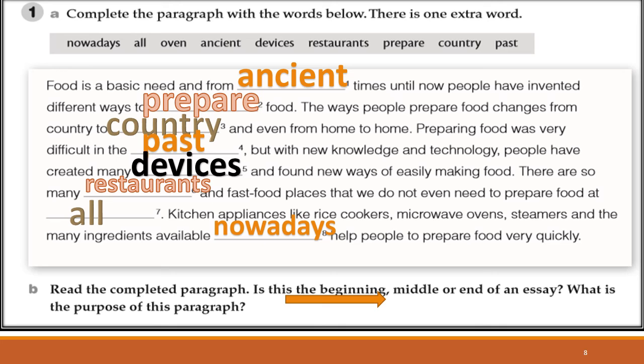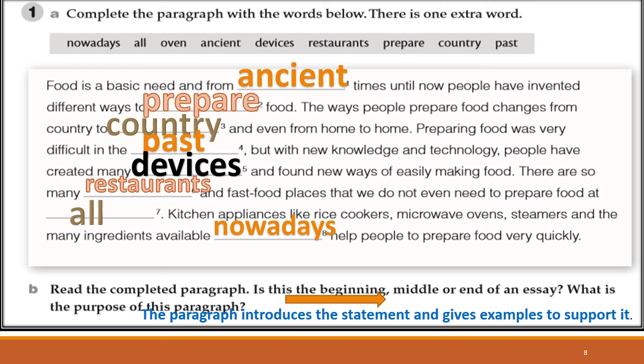What's the purpose of this paragraph? Why did we write this paragraph? Why is it the beginning? Why do we write it? Yes, because this paragraph introduces the statement and gives examples to support it. The statement here is that food is a basic need, and from ancient times until now, people have invented different ways to prepare food.